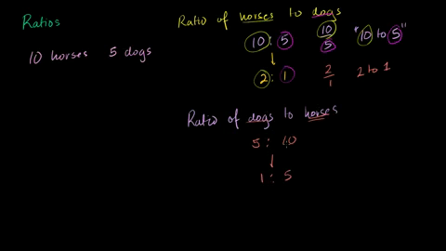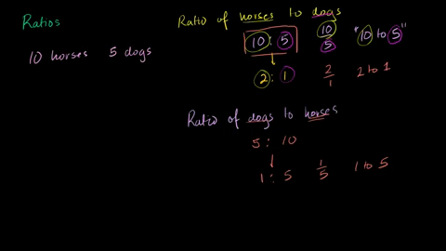So the ratio of dogs to horses is 5 to 10, or 1 to 2. Let me write it down here. 1 to 2. And the general convention, this wouldn't be necessarily incorrect, that's not wrong, but the general convention is to get your ratio, or your fraction, if you want to call it that, into the simplest form, or into this reduced form right there.